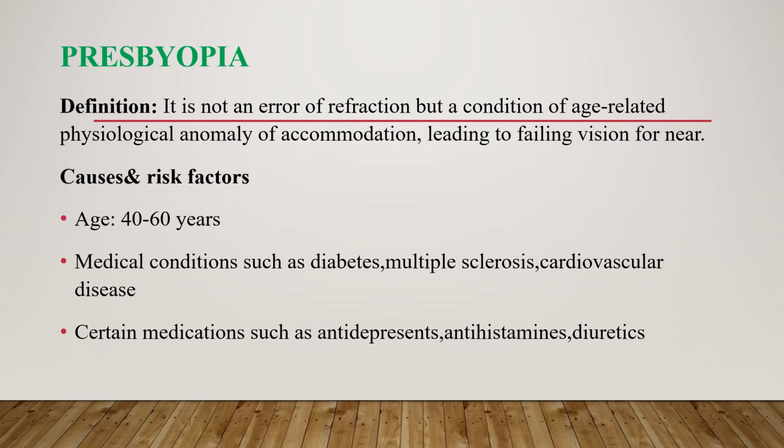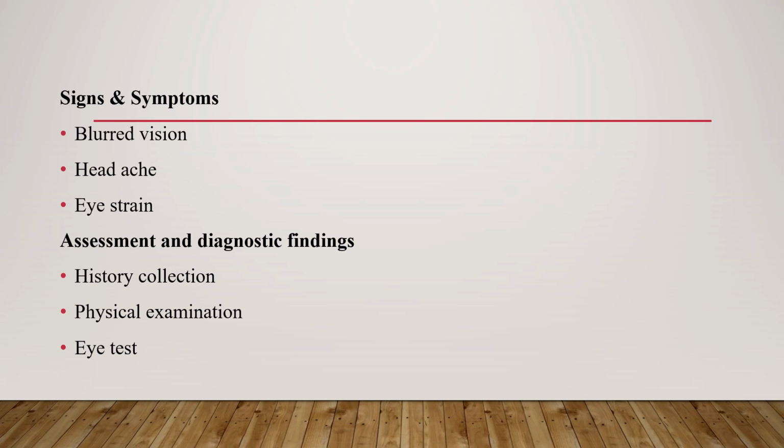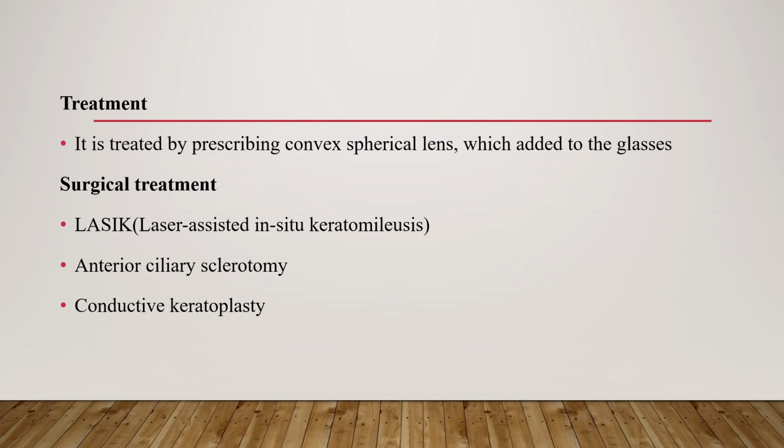What are the causes and risk factors? Age 40 to 60 years, medical conditions such as diabetes, multiple sclerosis, cardiovascular disease, and certain medications such as antidepressants, antihistamines, diuretics. Signs and symptoms: blurred vision, headache, eye strain. How you can assess and diagnose: history collection, that is, you can collect the history related to age and any injury to the eye, any medical conditions. Next, physical examination. Next, eye test, eye exam, visual acuity, retinoscopy.